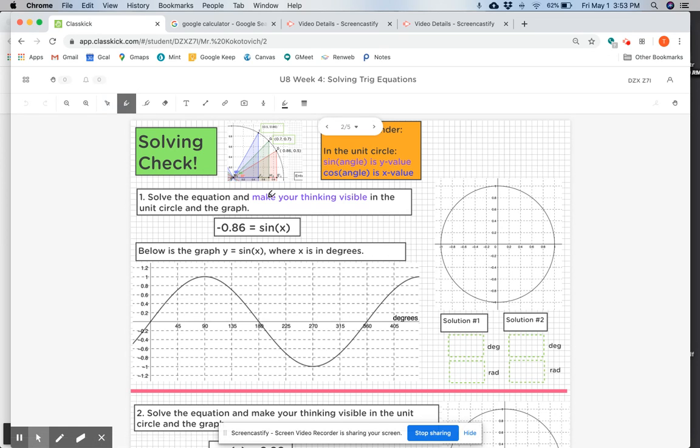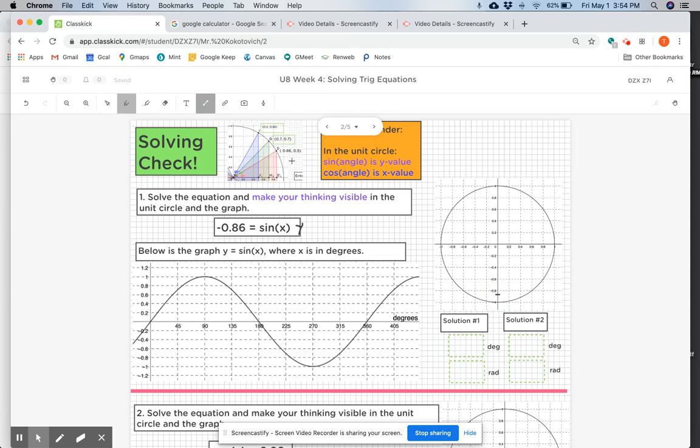Alright, I know straight off the bat that my sine in the unit circle is my y value. So I'm going to put a y right here just to remind myself. Now I want to start in the unit circle. Y values, y-axis is right here. It's the vertical axis. Now where is negative 0.86? That will be somewhere after negative 0.8, but before negative 1, so maybe right here.